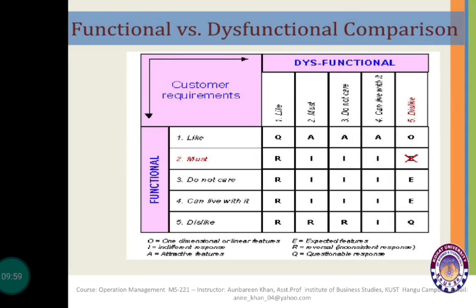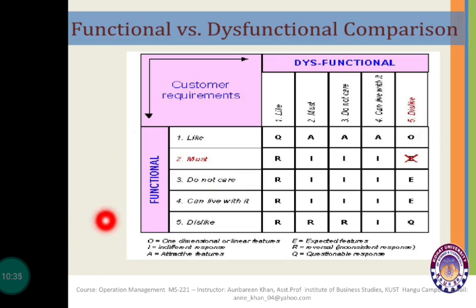So in a Kano model, the analysis in a brainstorming session is helped through the functional and dysfunctional comparison. This is basically the questionnaire type that is helpful for understanding the customer requirement in terms of the functional and dysfunctional, which is also related to the Likert scale, that is 1 to 5. 1 is like, 2 is must, 3 is do not care, 4 is can live with it, and 5 is dislike. Similarly, the dysfunctional is also categorized.